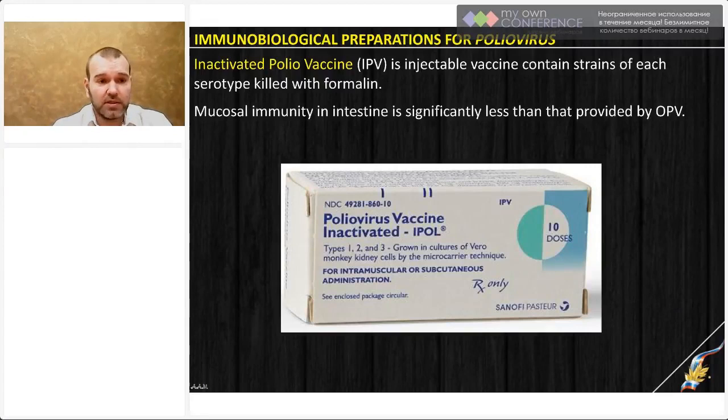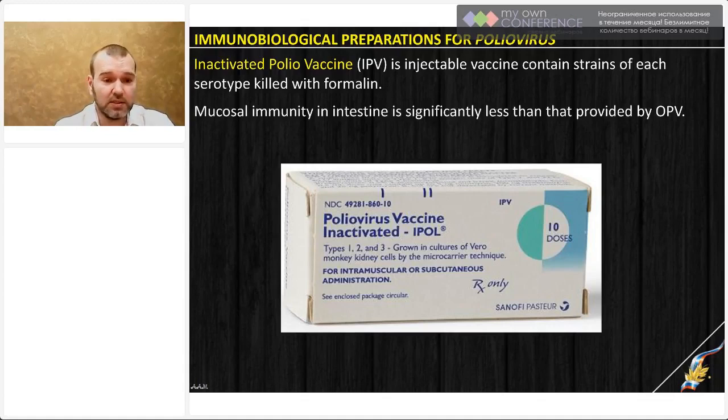So the second type of vaccine is IPV, inactivated polio vaccine or injectable polio vaccine. It contains killed virus. Of course, that vaccine is much safer. Usually all 3 serotypes are included in that vaccine. The vaccine is safer, but it is less active as well, because the vaccine is provided as an injection, and in the intestine immunity is not present.